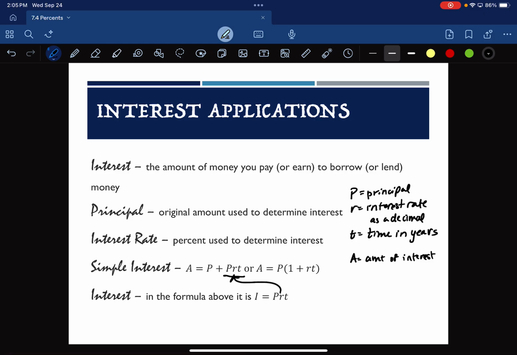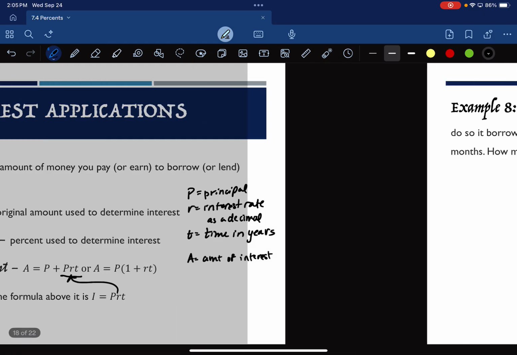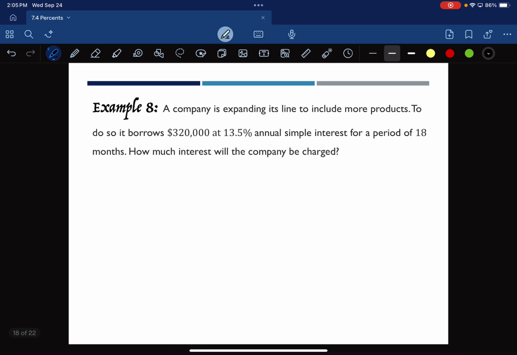So we're going to do a few examples of this and some related ones. The first one we're going to take a look at is a company. So a company is expanding its line to include more products. To do so, it borrows $320,000 at 13.5% annual simple interest for a period of 18 months. How much interest will the company be charged?